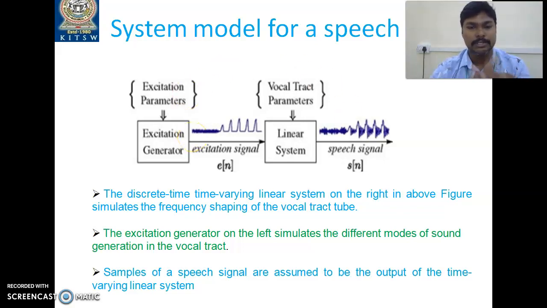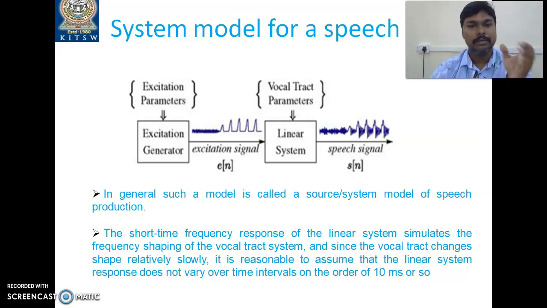And the three important points I clearly mentioned below the figure. The discrete time varying linear system on the right of the figure, which simulates the frequency shaping of the vocal tract tube. Okay, so this is a vocal tract tube. It simulates the frequency shaping, and this could be different for the words that you are speaking. And similarly, the second point, the excitation generator on the left of the figure, which simulates the different modes of sound generation in the vocal tract. Okay, so how many sounds they are going to be generating, that can be possible through the vocal tract itself. We can see that clearly from point number 2. And I also mentioned point number 3 in the slide, that the samples of the speech signals are assumed to be the output of the time varying linear system. So these are the three very important points related to the figure that you are seeing.